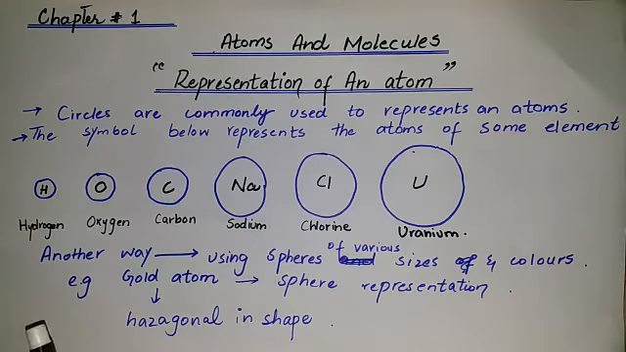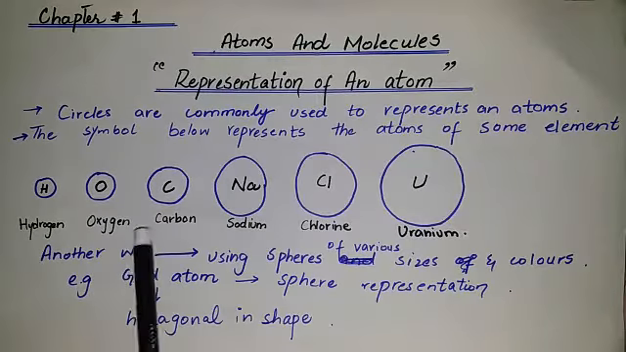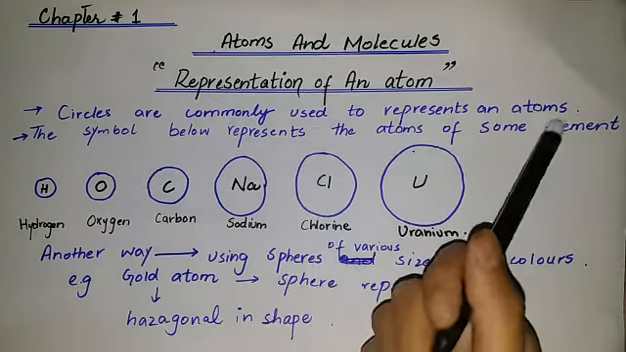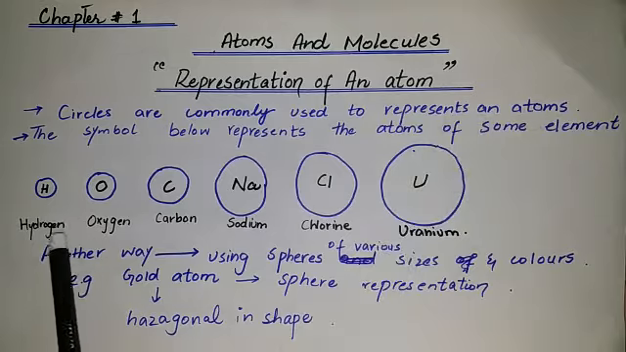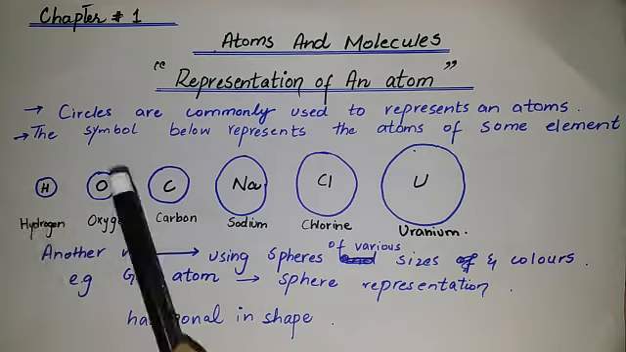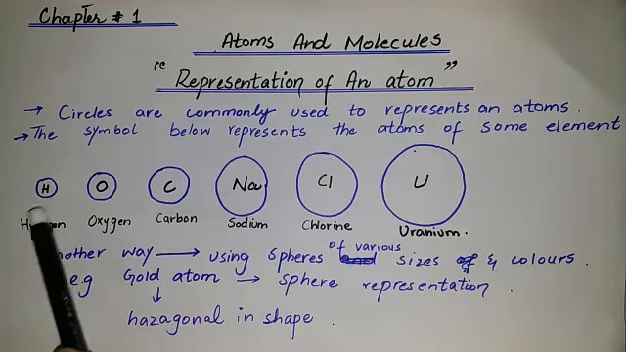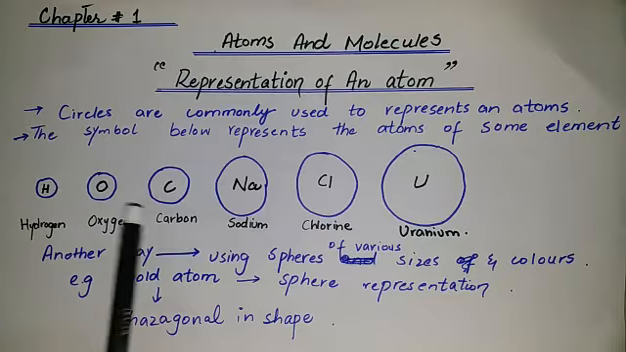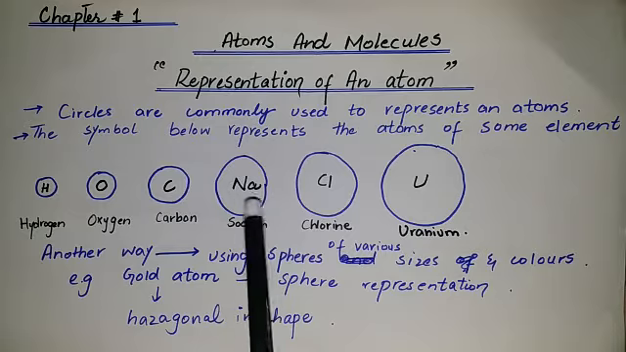Students, to represent an atom, circles are commonly used. The symbol below represents the atom of some element. I have drawn here some atoms to represent them. For example, this is H, which stands for hydrogen. To represent an atom, we draw a circle and inside the circle we write the symbol of that atom. This is O, which represents oxygen, C represents carbon, Na means sodium.